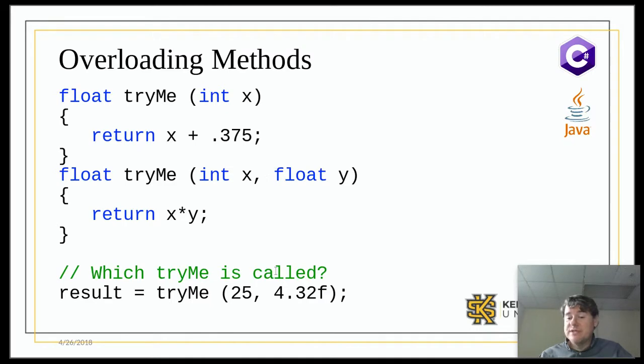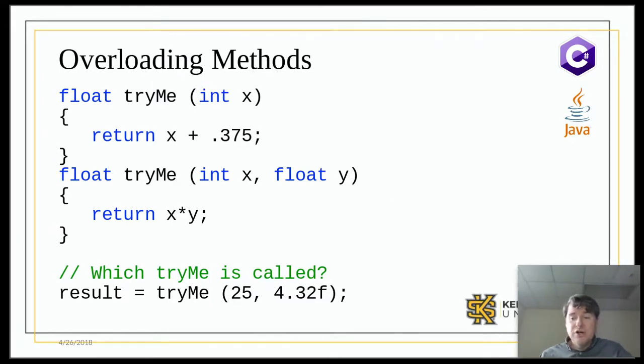Well, the answer is it looks to see what the types of the two parameters that I'm passing in are, and it decides which method matches best. So in this case, I'm passing in what looks to be an integer and what looks to be a float, so it's going to match this. If there is no matching method, then it's going to complain and you're going to get a compile time error because it's going to say there is no matching method. All right, so this is the idea of overloading a method.